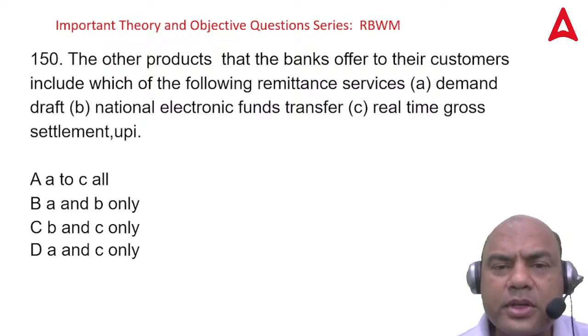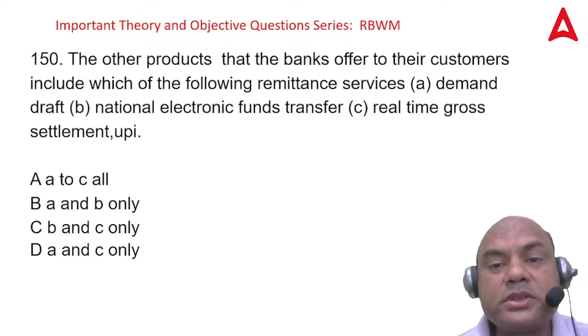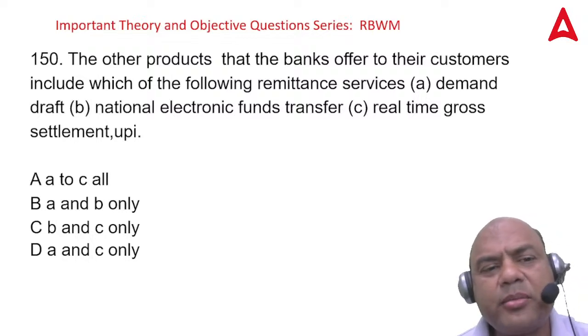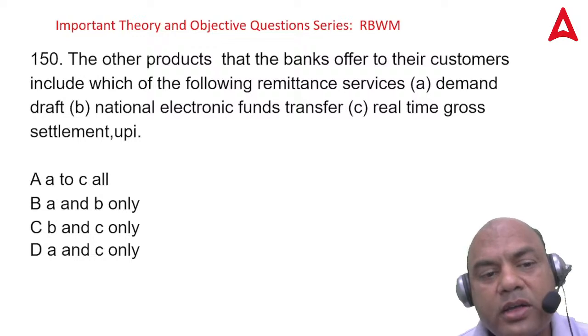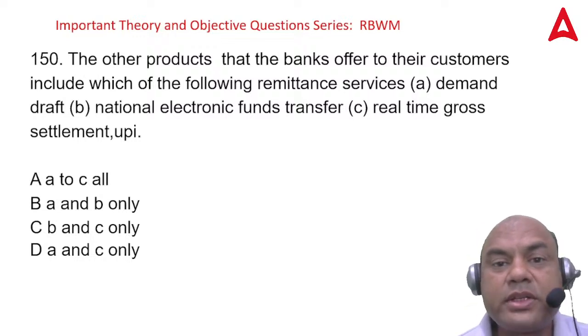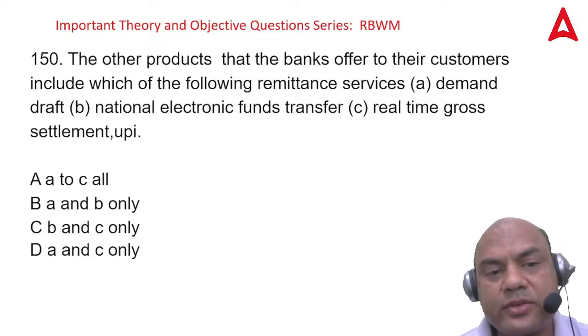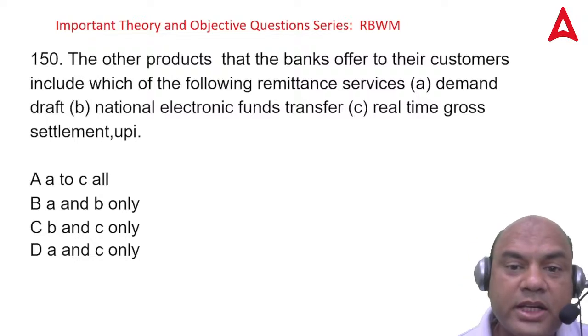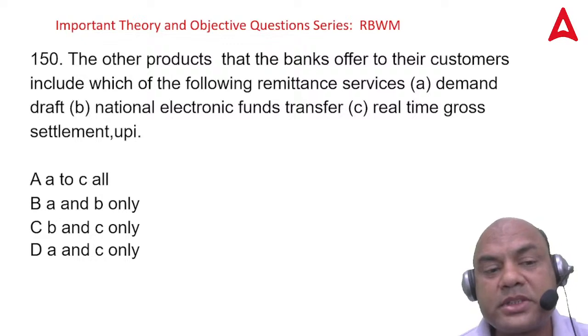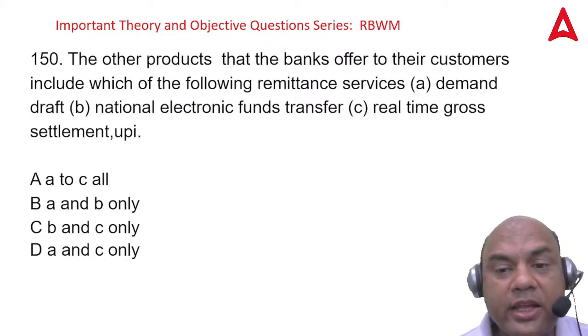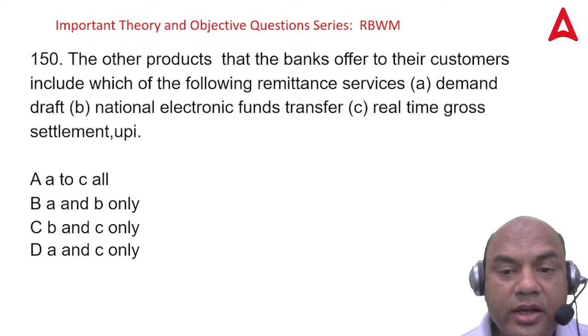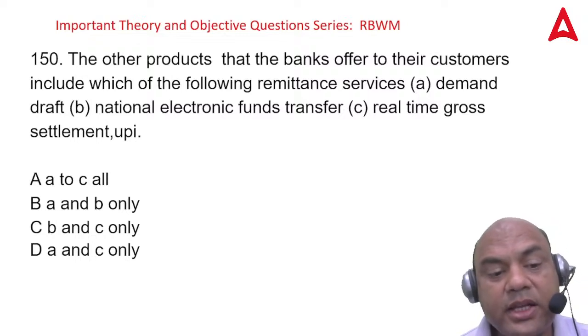So what are the other products then? Which are not the deposits or loans. These are like remittances, lockers, okay? These are called ancillary services. So other products that a bank offers to the customers include which of the following remittance services? Demand draft, NEFT, RTGS, UPI. Is it A to C all? Is it A and B only? B and C, A and C?